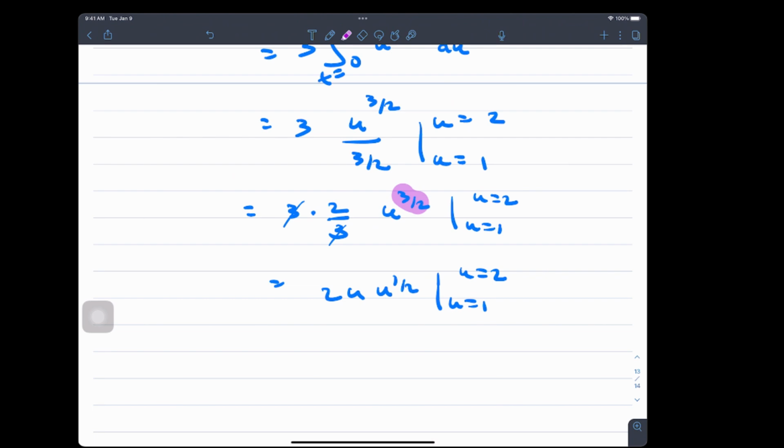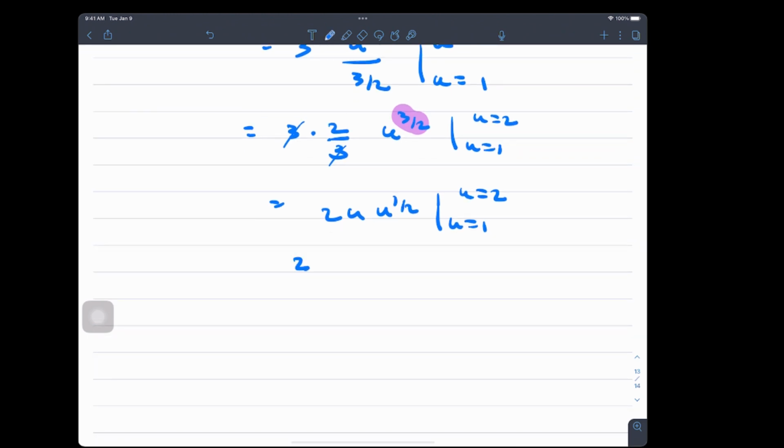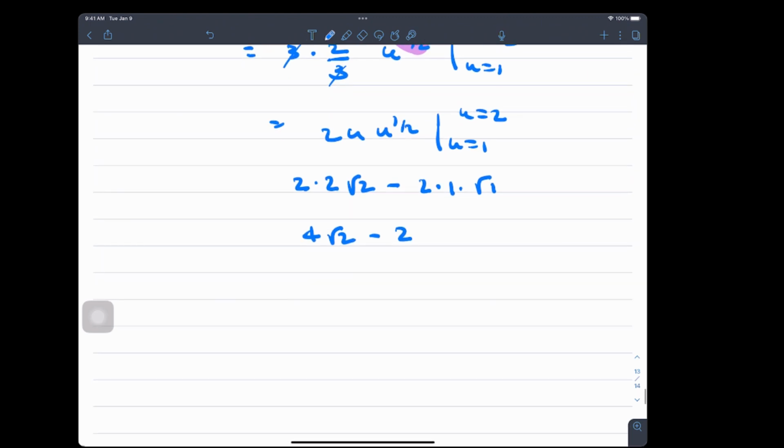U to the 3/2 is really u to the first power times u to the 1/2. And you say, well, why is that? Because you're going to have 2 times 2 square root of 2 minus 2 times 1 square root of 1. You'll have 4 square root of 2 minus 2, or factor out the 2 and you get 2 square root of 2 minus 1. Either would be your answer.